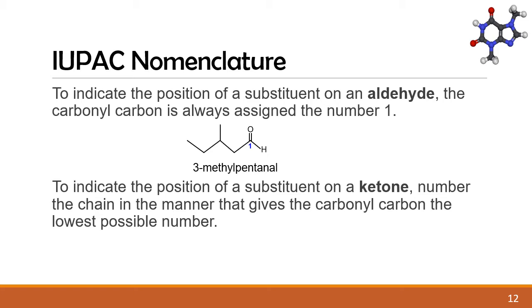To indicate the position of a substituent on a ketone, number the chain in the manner that gives the carbonyl carbon the lowest possible number. This compound is a 5-carbon ketone. Numbering is from right to left because it gives the carbonyl carbon the lowest number possible, which is 2. The substituent is a methyl attached to C4, so the name of this compound is 4-methyl-2-pentanone.